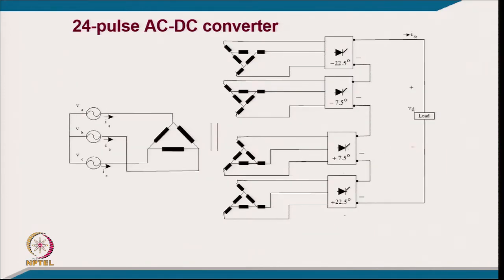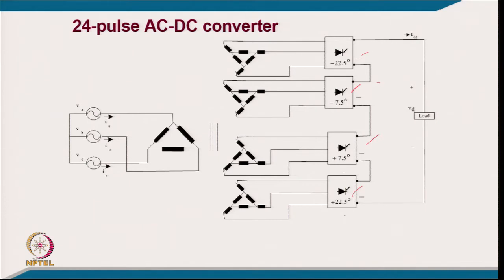Then in 24 pulse, that is 60 by 4, means you will have a phase shift of 15 degree. You can clearly see here, this is 15 degree, from minus 7.5 to minus 22.5, that is also 15 degree, and similarly plus 7.5 to 22.5 degree, that is also 15 degree. So, you will have 4 converters, and there may be many ways.